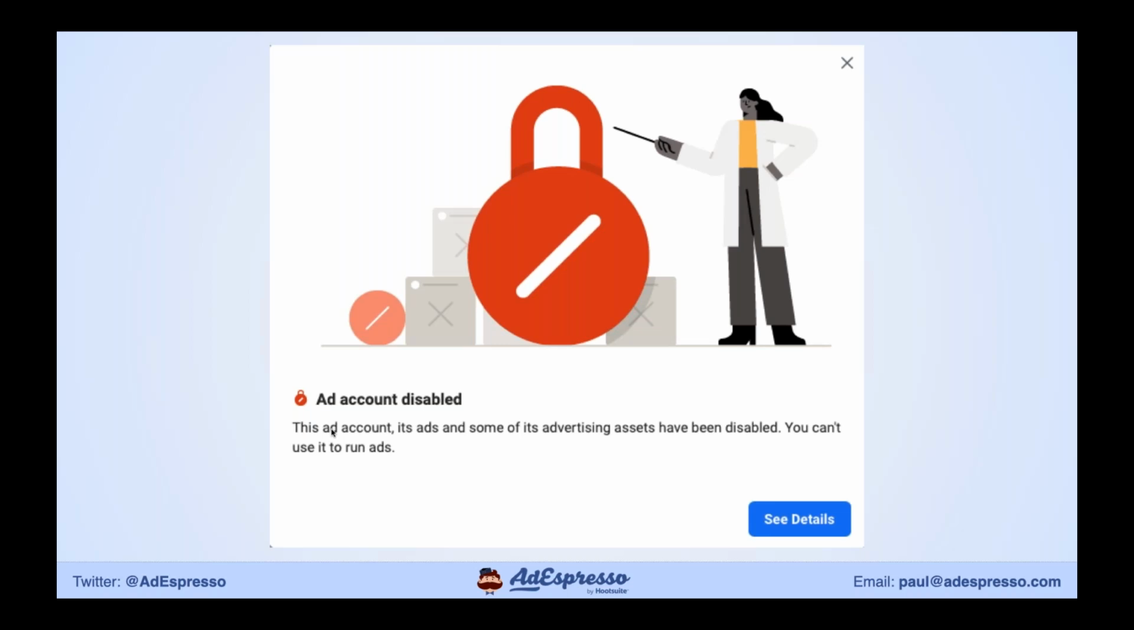Now, whether you work for an agency or you're working directly for the brand, this is going to be a big problem. Lots of businesses are relying on Facebook ads as a primary driver of sales, and it's a disaster if you can't go and run any ads there. So here are 8 tips to prevent this from happening in the first place, so you get an easy life.